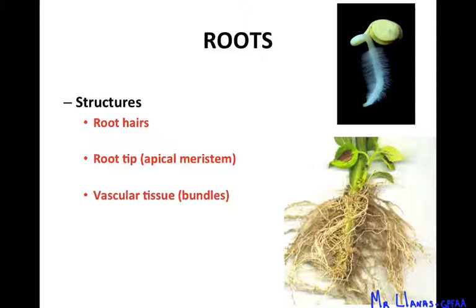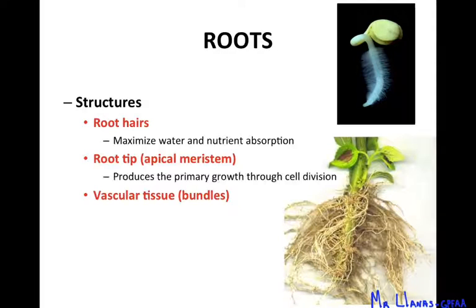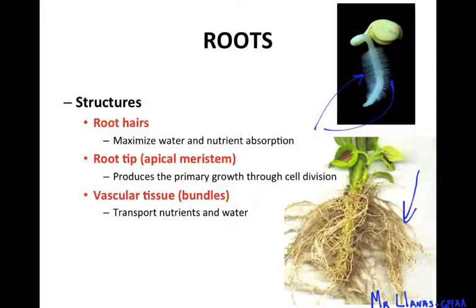Okay, roots have some structures, and one of those structures is root hairs. Now root hairs, what they do is they maximize the absorption of water, and you can see a lot of those root hairs here. You guys will have a chance to look at them under the microscope in the lab, but you can see those are root hairs. You can see some root hairs in these roots as well. Okay, they also have a root tip, which is this thing right here, and if we cut that off, then the root will not be able to grow anymore, because that's where the apical meristem is located. That's the primary growth area for the cells.